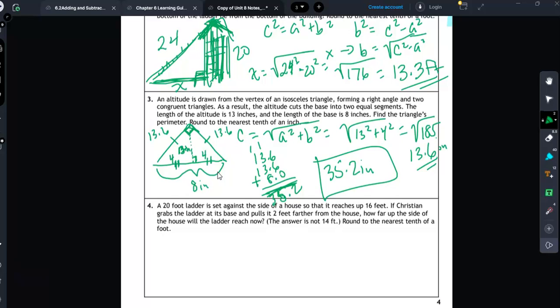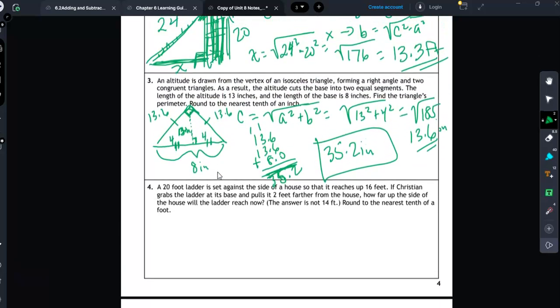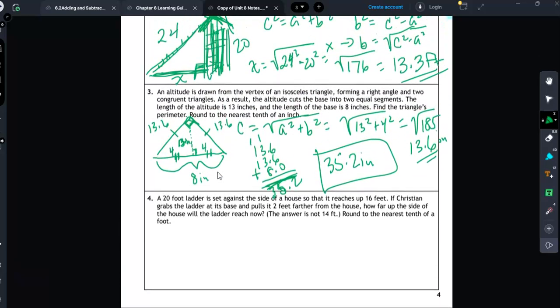One more problem, and then you have the Delta Math when I post it. Okay, so a 20-foot ladder is set against the side of a house, so it reaches up 16 feet. So here we go. We have our ladder, it's worth 20 feet. That's the hypotenuse, right? It's sitting against our house over here. I won't draw, I'll just write things. And the house is 16 feet, right? Up to where it's reaching.